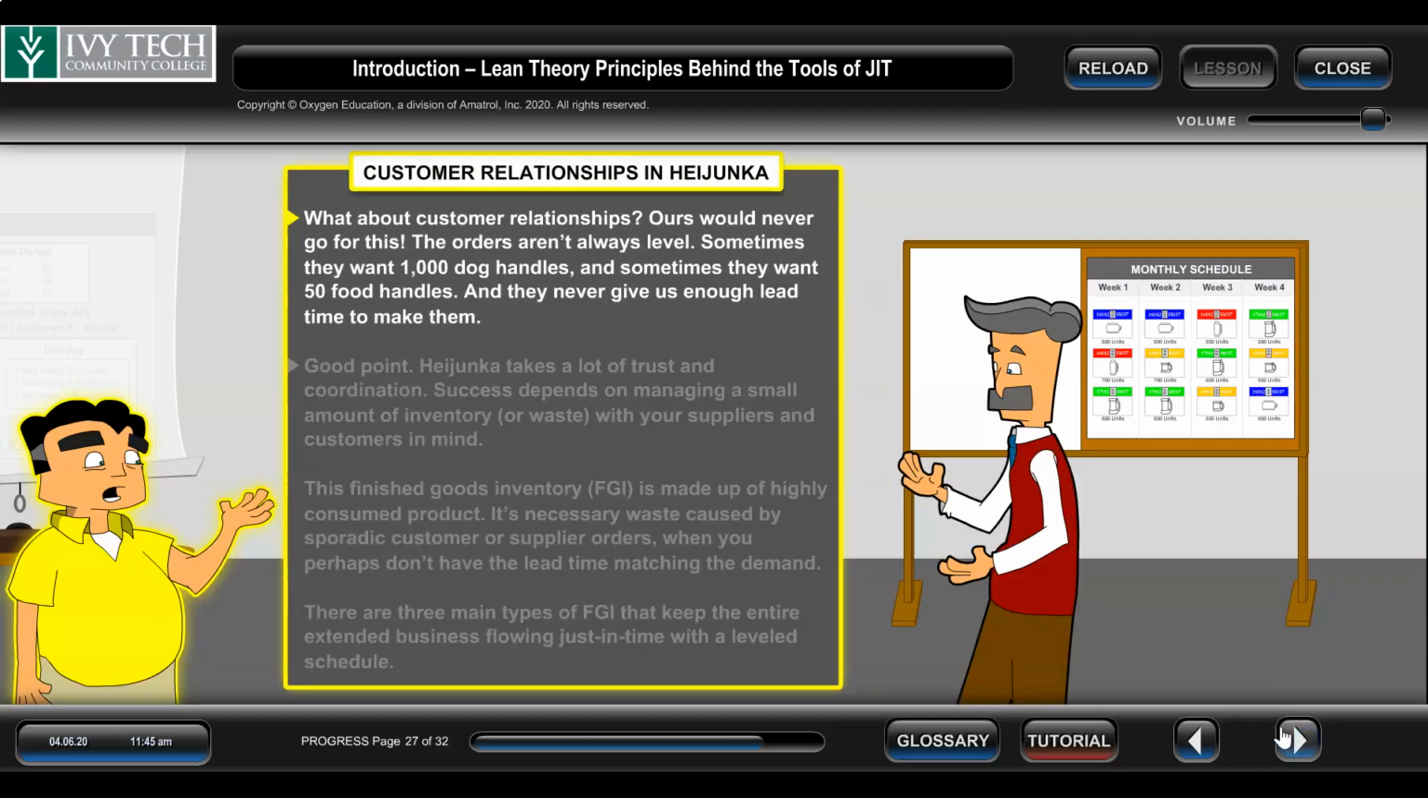But what about customer relationships? Ours would never go for this. The orders aren't always level. Sometimes they want 1,000 dog handles, and sometimes they want 50 food handles. And they never give us enough lead time to make them.